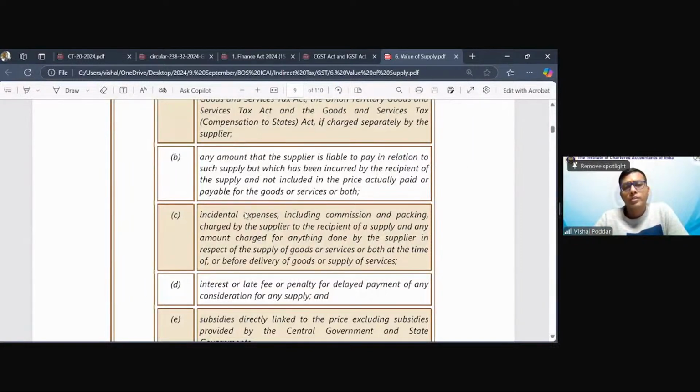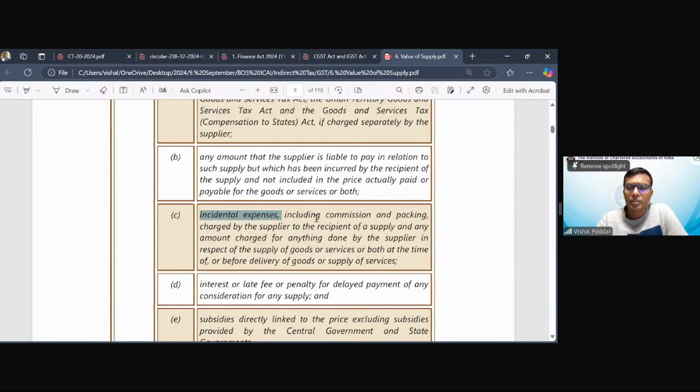Then you come to clause C. Clause C says all other incidental expenses. Now, what are incidental expenses? Here you apply the logic of composite supply, whereby whatever other costs are normally added by the supplier, like packing charges, transportation charges, loading, unloading charges, all these are the common expenses which are charged. This is what they have called incidental expenses.